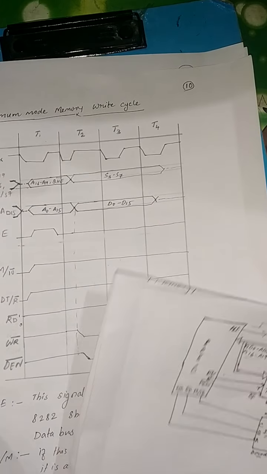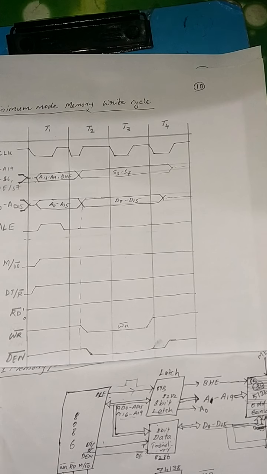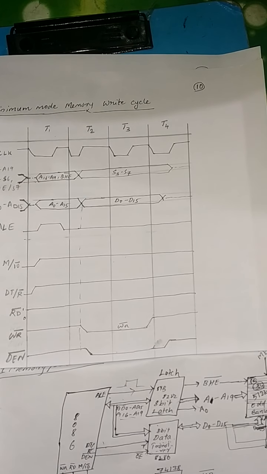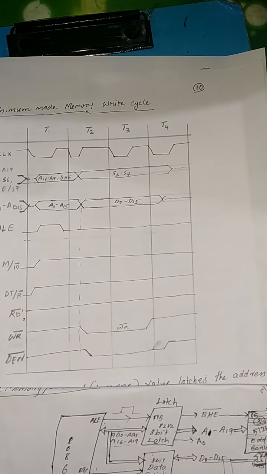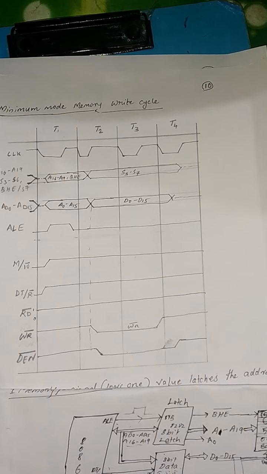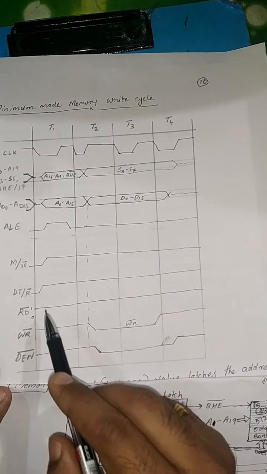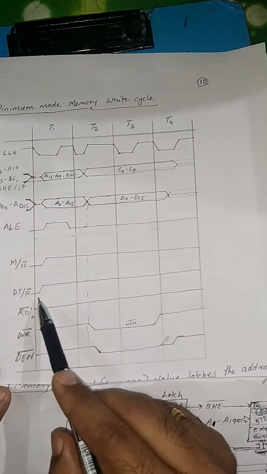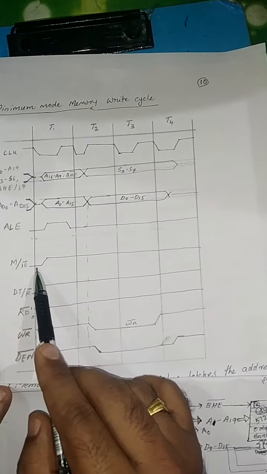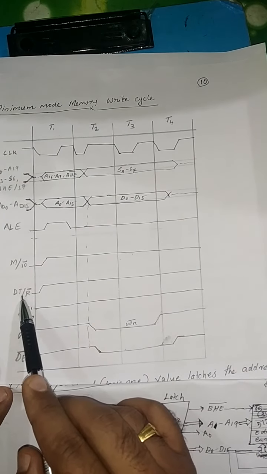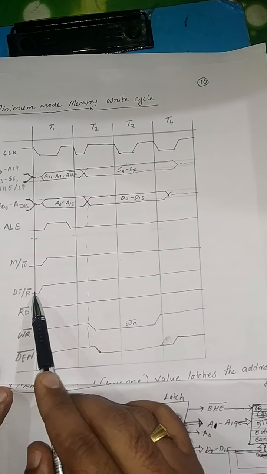So this is the timing diagram of 8086 in minimum mode. It is a write cycle. Suppose it is a read operation, let's see what will be the change. If it is a memory read operation, then what happens? See, all these signals are the same. It is a memory operation, but instead of transmit, memory read means it is a receive.